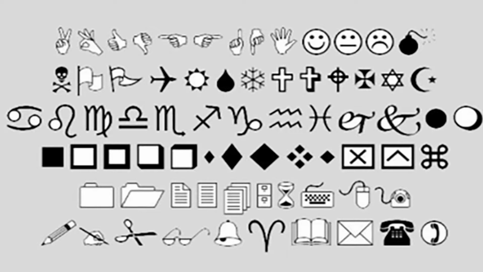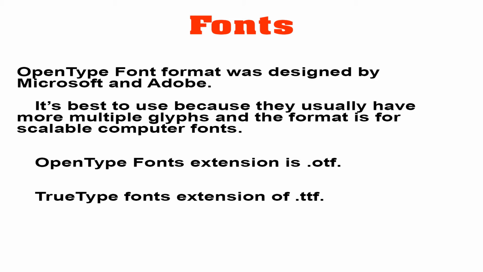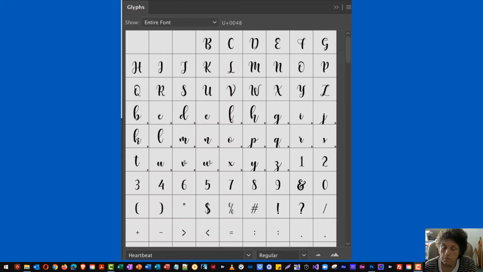We've got two different formats that we're working with. The OpenType font format was designed by Microsoft and Adobe. It's best to use an OpenType font since these are more likely to contain multiple glyphs. Also, OpenType is a format for scalable computer fonts. You can use both of these types. We've got an OpenType font which has an extension of .otf, and a TrueType font, which has an extension of .ttf.